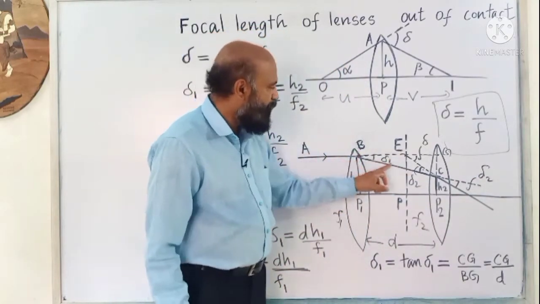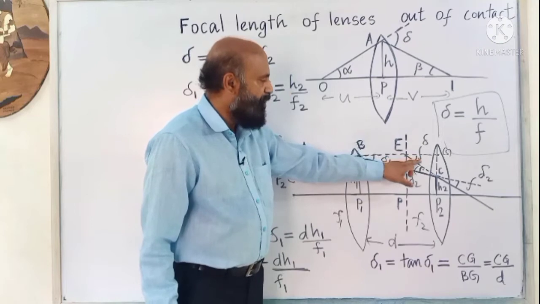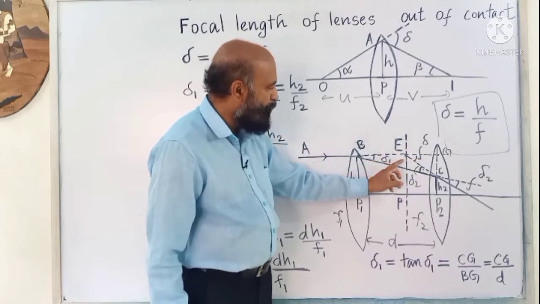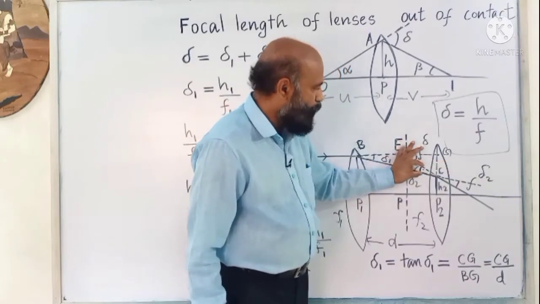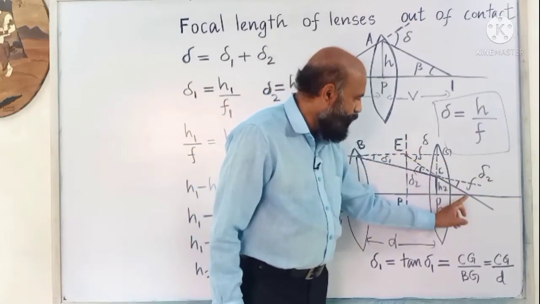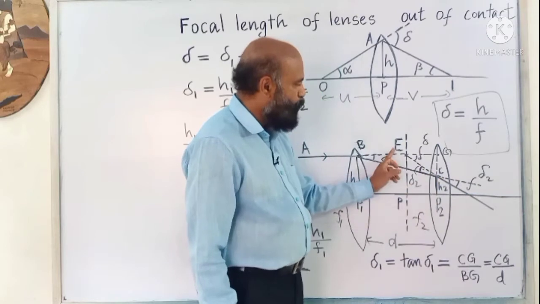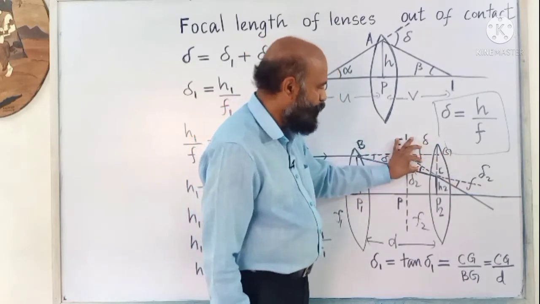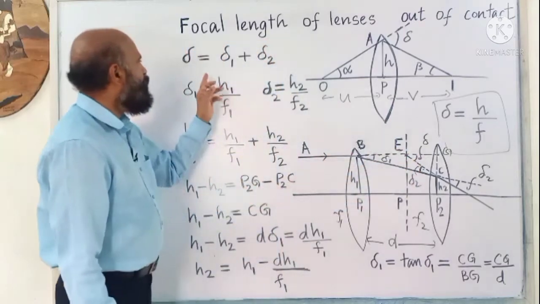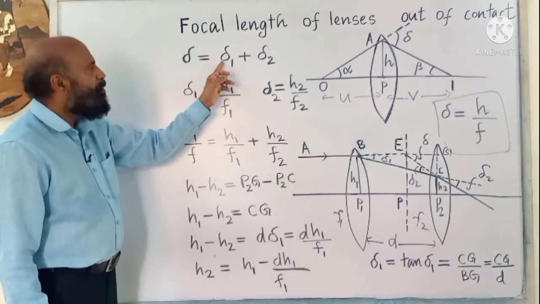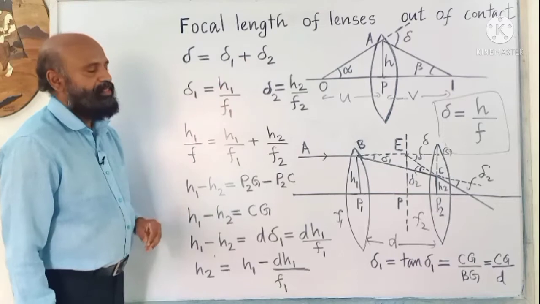Then in this triangle, the external angle is equal to the sum of the interior opposite angles. This is delta 2. The ray is extended backwards, then this is also delta 2. So delta, the external angle, can be written as the sum of the interior opposite angles. So delta is delta 1 plus delta 2.